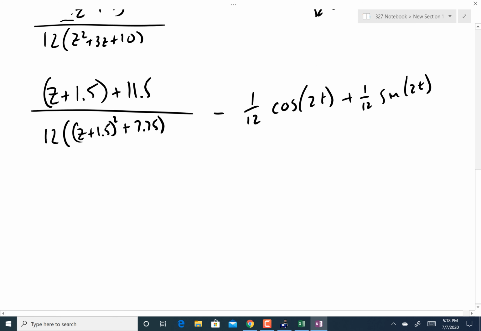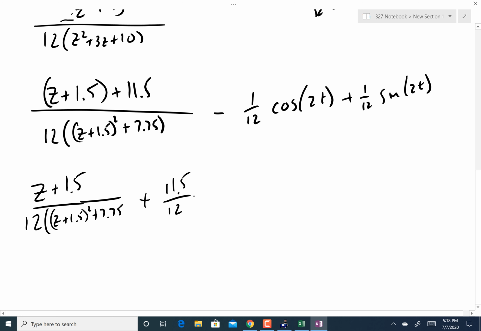Cool. Let's keep going. So now let's break it into two pieces. z plus 1.5 over 12 times z plus 1.5 squared plus 7.75, plus 11.5 over 12 times z plus 1.5 squared plus 7.75. Yuck.